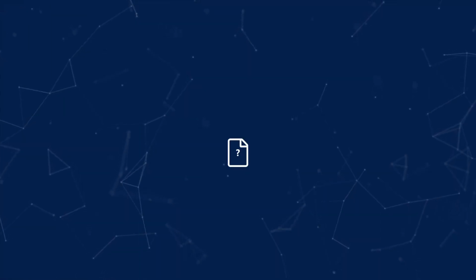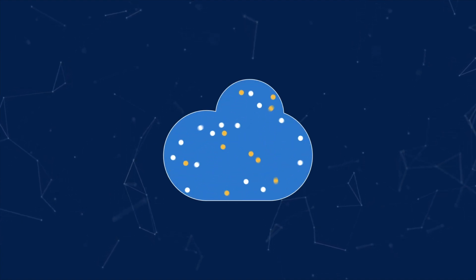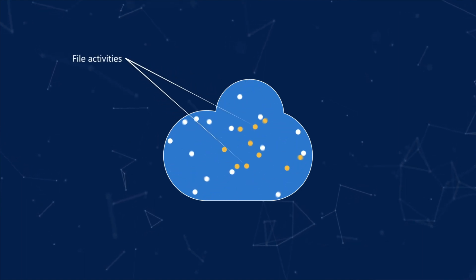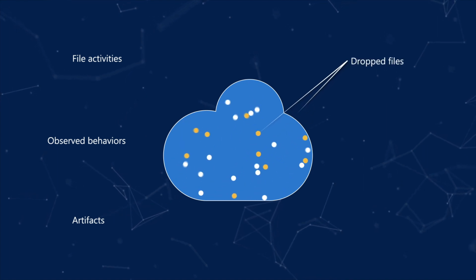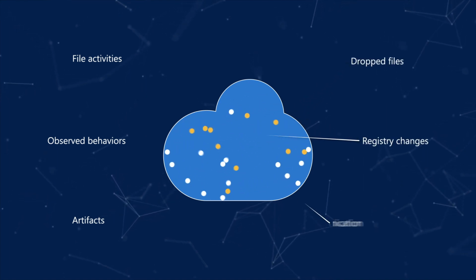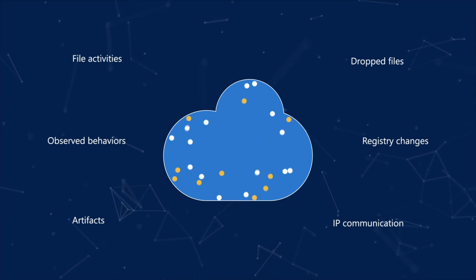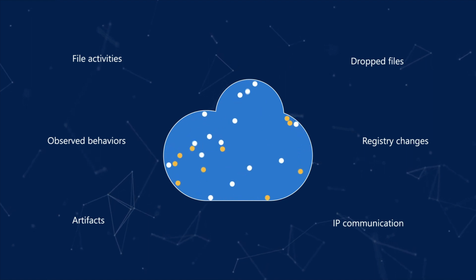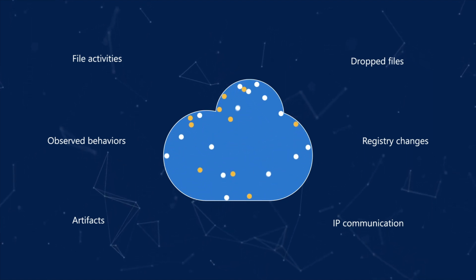Deep analysis detonates, or runs, a file in a secure, fully instrumented cloud environment. After observing the file, the results show its file activities, observed behaviors, artifacts, dropped files, registry changes, and communication with IPs. Deep analysis matches these results against Microsoft's rich threat intelligence, and if it finds any matches, generates corresponding alerts. It also displays the results on the File View page.